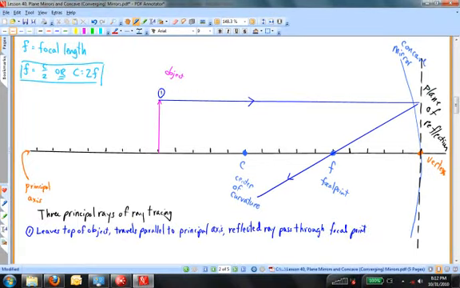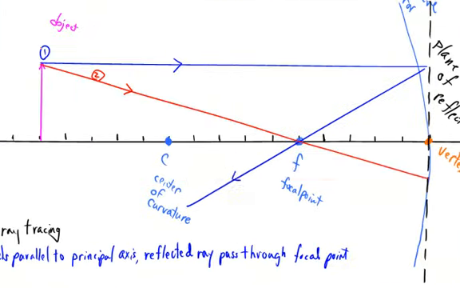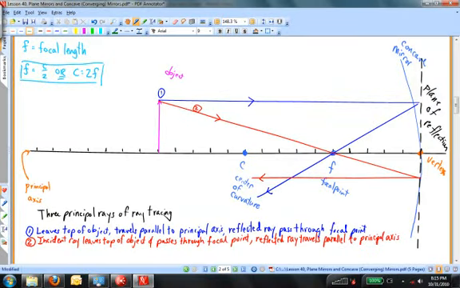The second ray leaves the top of the object and passes through the focal point until it strikes the plane of reflection. After that, the reflected ray then travels parallel to the principal axis. There's the reflected ray. That ray, after it hits the plane of reflection, travels parallel to the principal axis. And now for ray number 3.